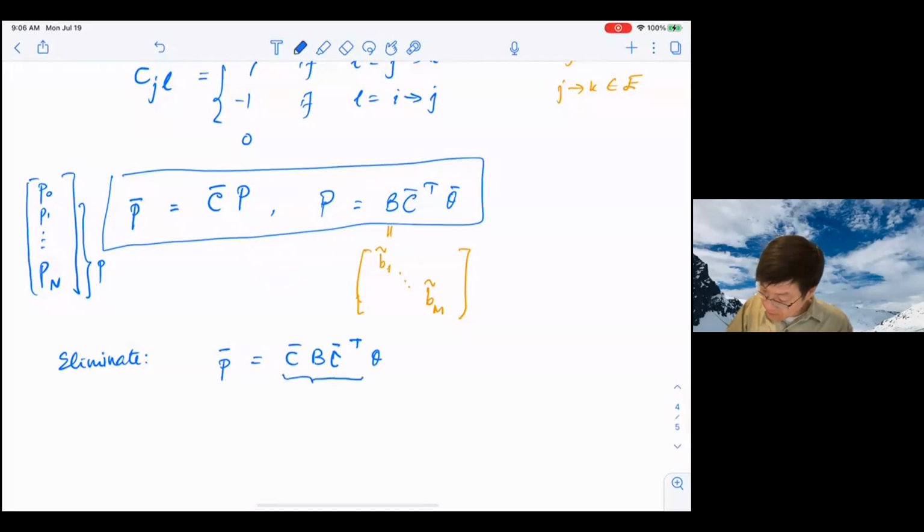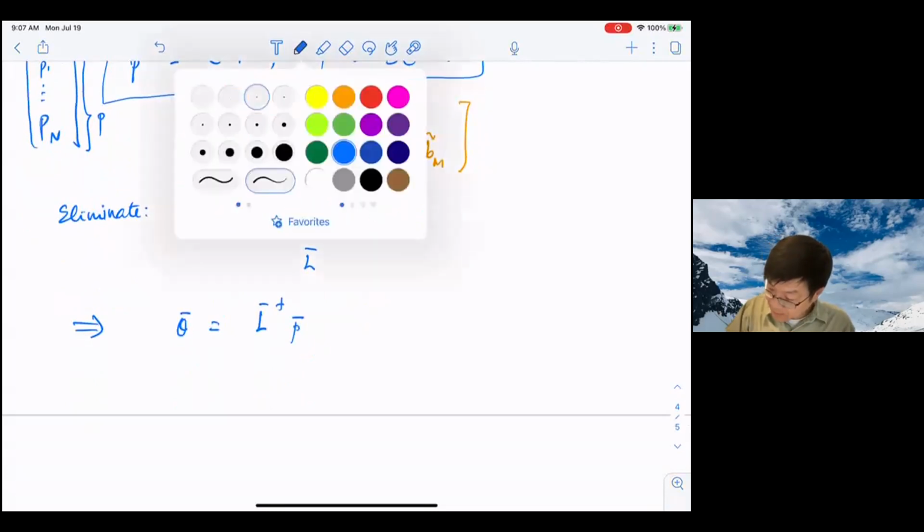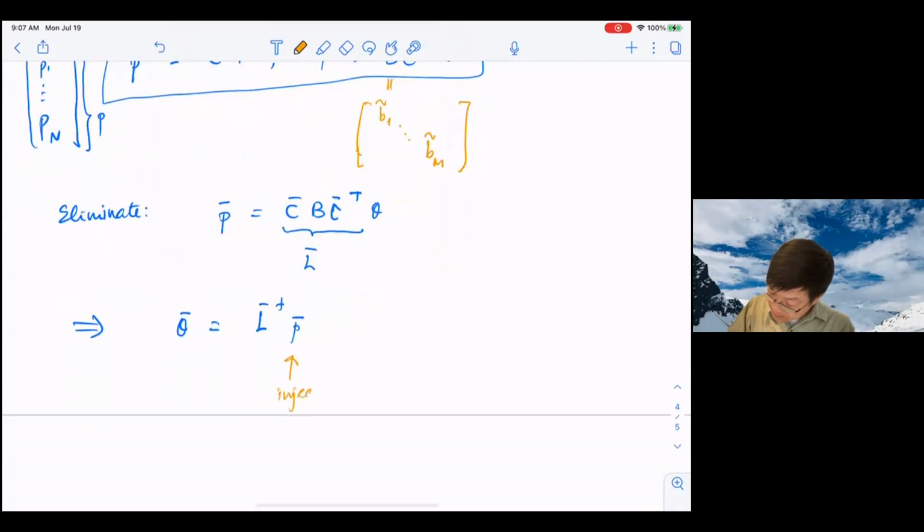But this matrix is a very important matrix. It's called the Laplacian matrix. It has many nice properties and a lot is understood about the Laplacian matrix. And therefore, for example, from that, we can solve for theta to be the pseudo inverse of the Laplacian matrix times the injection. So what does this mean? It means that if we know the injections, then we can compute what theta is, the vector of voltage angles, just through the pseudo inverse of the Laplacian matrix.